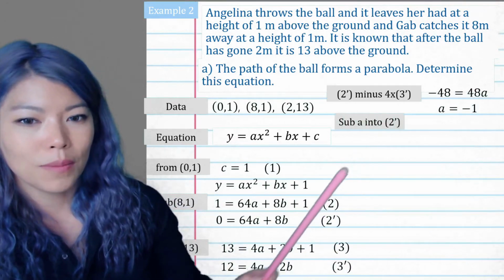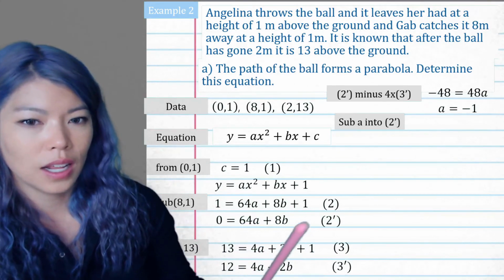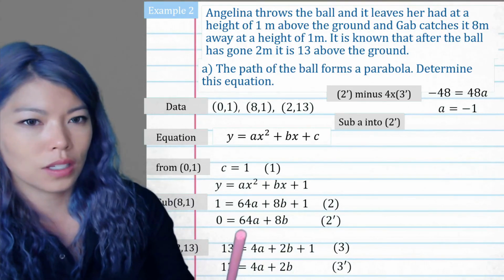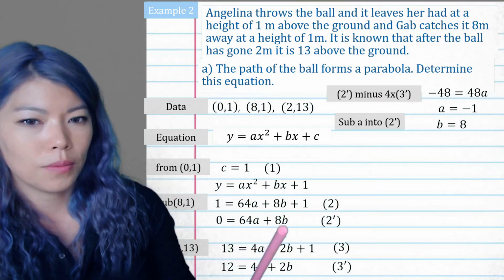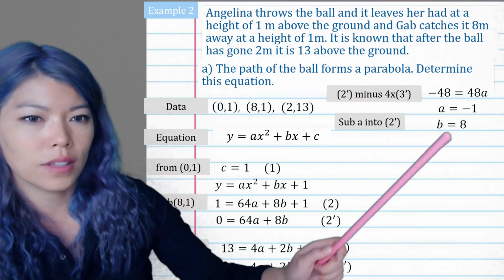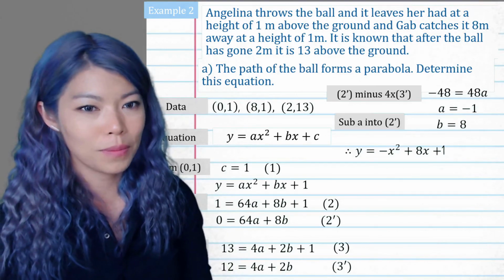And then we sub that into the easier equation. I can do this equation or that equation, but I'll sub it into this equation. So 64 times minus 1 is minus 64. And then dividing by 8 gives us b equals 8. So now we have the equation as y equals minus x squared plus 8x plus 1.